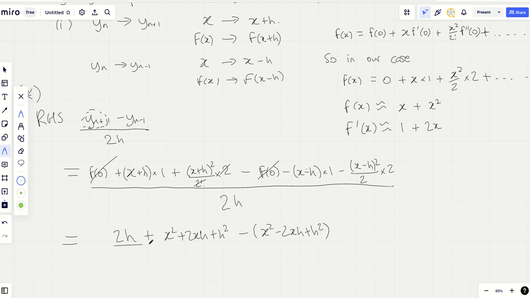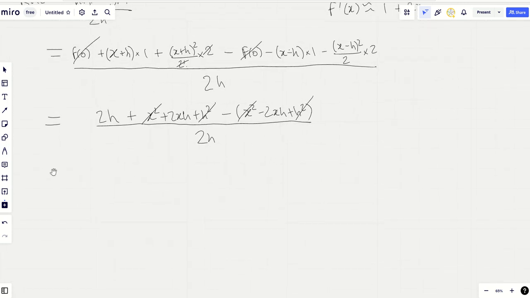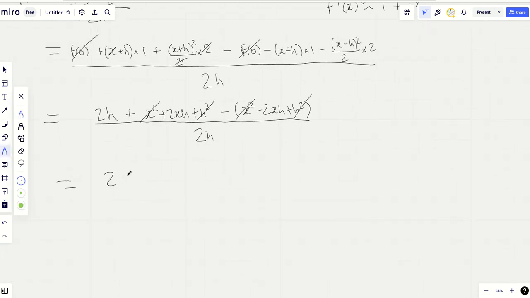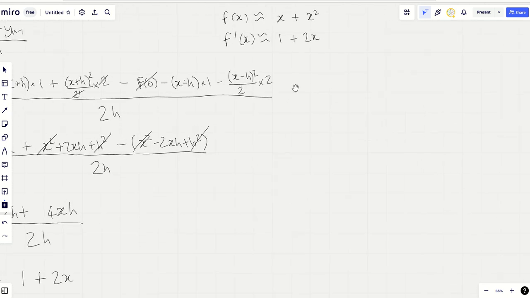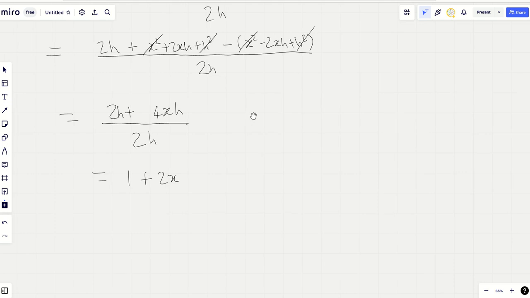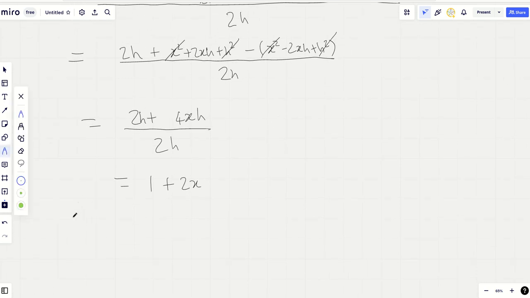Now what's cancelling here is a lot of stuff. The x squareds are going to cancel, the h squareds are going to cancel, and we're going to be left with the following. 2h plus 4xh in total after you've added that all over 2h. Now what does this come to? This comes to 1 plus 2x, yeah? And that is exactly what we thought the derivative was approximately equal to, yeah? And so this must equal the derivative.